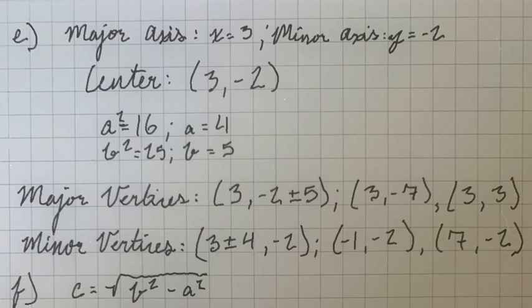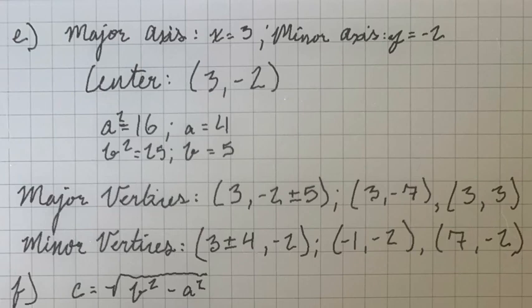And what a and b tell us are the distance, in that direction from the center, that the vertices lie. In other words, in this case, since our major axis is x equals 3, which is the vertical direction, we take b from the y fraction, which corresponds with the major axis, and go 5 units up, 5 units down to determine our major vertices. So our major vertices are 3, -7, and 3, 3, as they're 5 units up and down from the center.